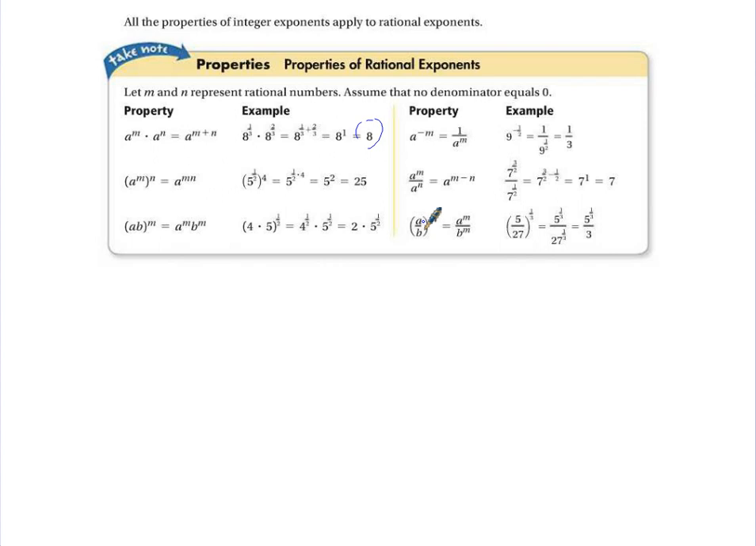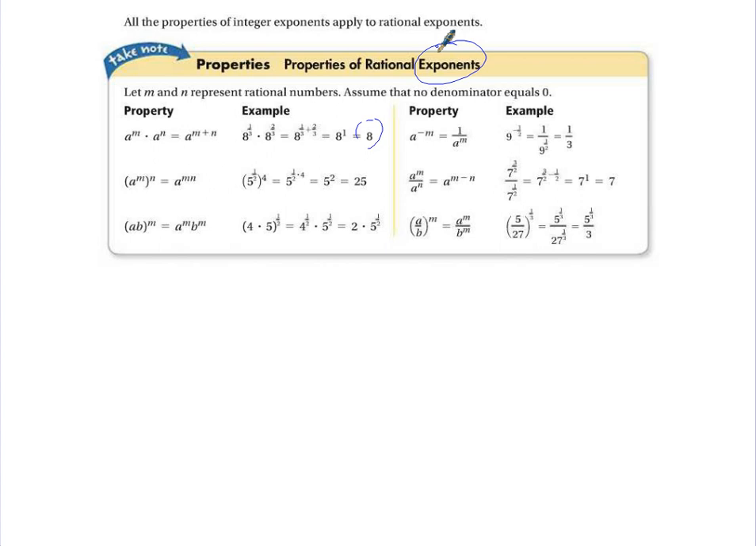And finally, I have a fraction here to a power, so I can send that power to both the numerator and the denominator. Is that 1/2? No, it's 1/3. So it becomes 5 to the 1/3 divided by 27 to the 1/3. I can't simplify 5 to the 1/3, so it stays 5 to the 1/3. But 27 to the 1/3 is the same as saying the cube root of 27, which we know is 3. So that's why that turns into a 3. But the whole point of this is that the properties of exponents that we've been working with still apply, even though we're dealing with fractions.